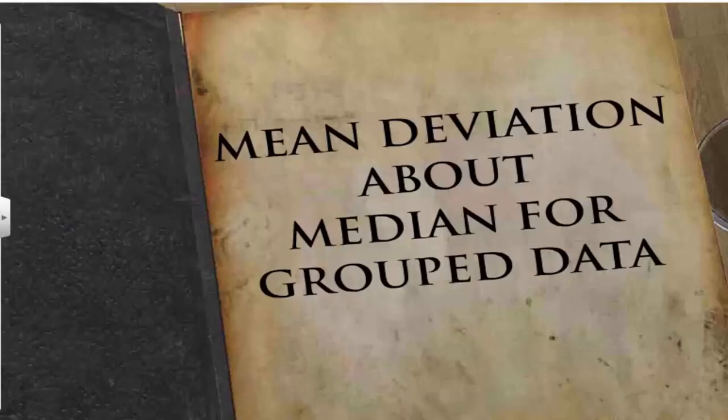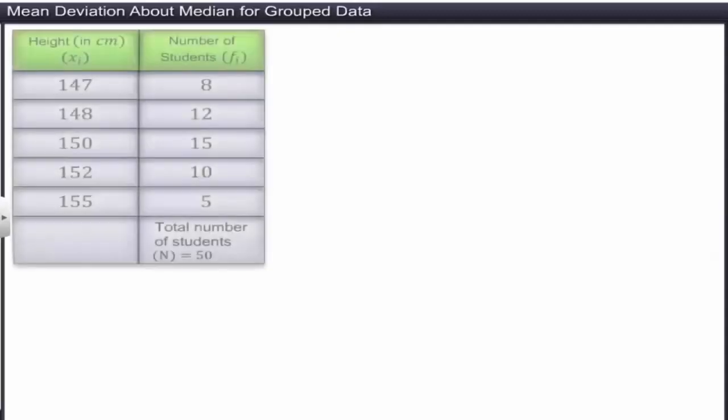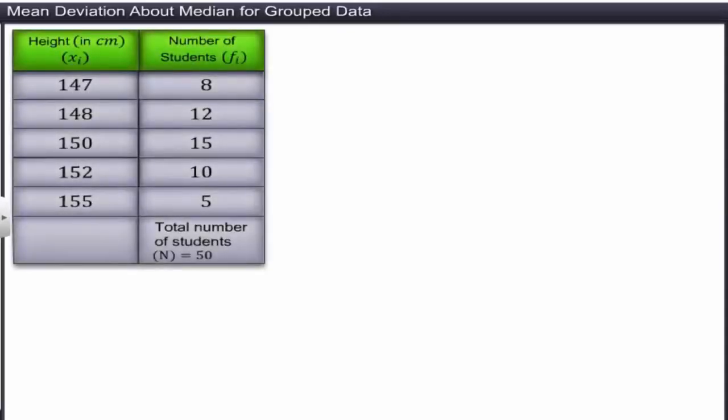In this module, you will learn to find the mean deviation about the median for grouped data. We know that data can be grouped in two ways: discrete frequency distribution and continuous frequency distribution. Let's find the mean deviation about the median for a discrete frequency distribution. Look at the data of the heights of 50 students in a class.